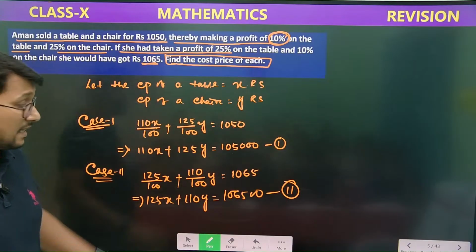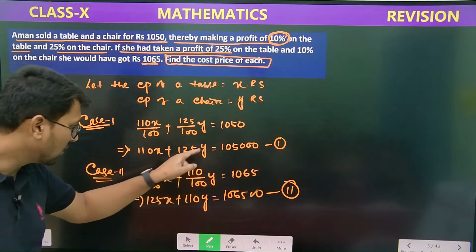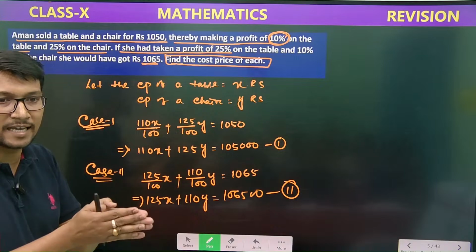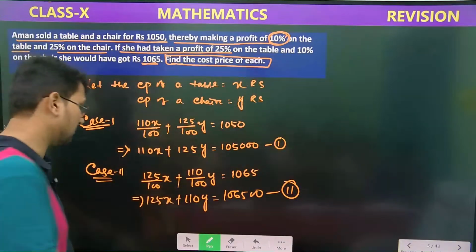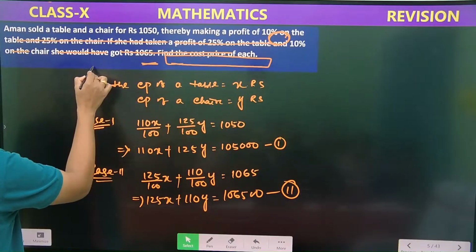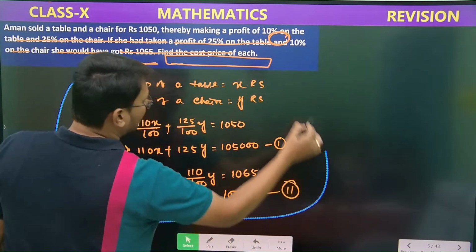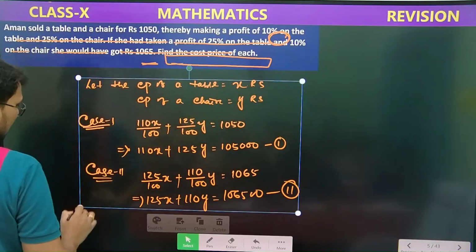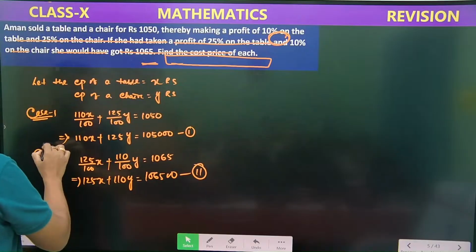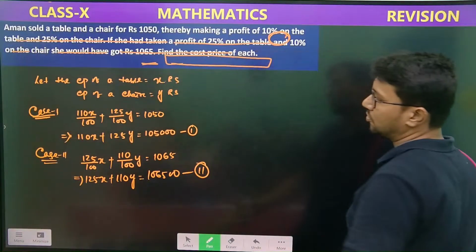Now check these two equations. The x coefficient and y coefficient are the same, alternately. What do you have to do? Add them or subtract them. Let us add them first. Why are we adding? We add first and subtract to reduce the value, because the coefficients of x and y are alternately the same in both equations.